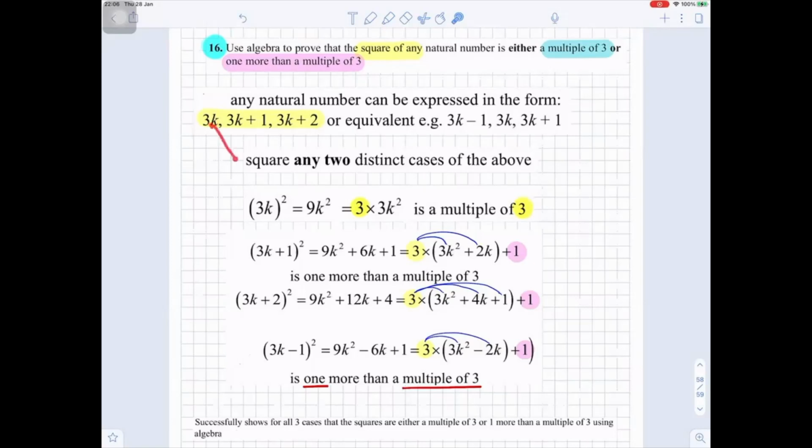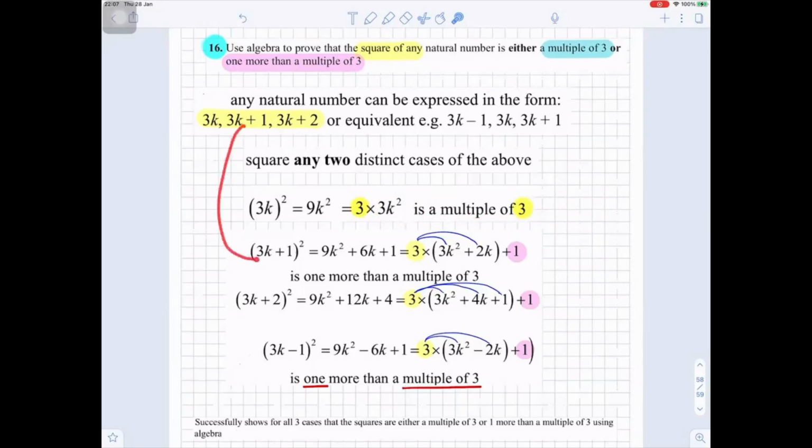So we have 3k squared. 3 times 3 is 9. k times k is k squared, so that gives you 9k squared. 9 is the same as 3 times 3, so it's the same as 3 times 3k squared, which is a multiple of 3. When you multiply by 3, you get a multiple of 3, like 3 times 1, 3 times 2, 3 times 3. As long as you multiply by 3, it's a multiple of 3. Now let's do the next one.